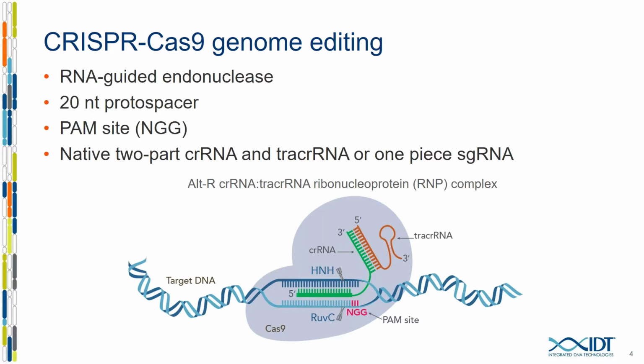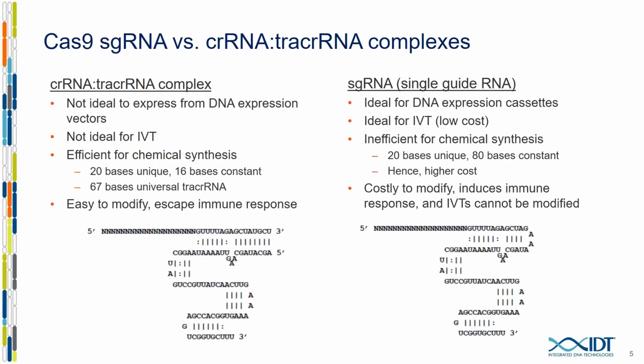And as I mentioned, you can use this as either part of the native two-part system or as the artificial single guide RNA. At IDT, we actually favor the two-part system for a variety of reasons. Here you've got two very short RNAs, which are not ideal to express as part of a plasmid delivery vector. They're really just too short to effectively terminate. And for the same reason, they're not ideal for in vitro transcription as well. However, we are an oligosynthesis company, so we can make them very easily and inexpensively by chemical synthesis.